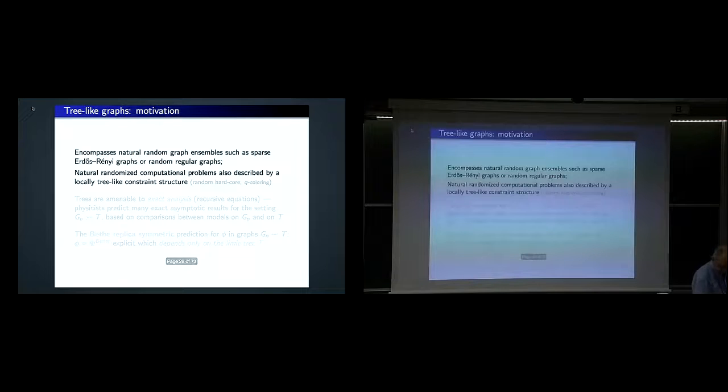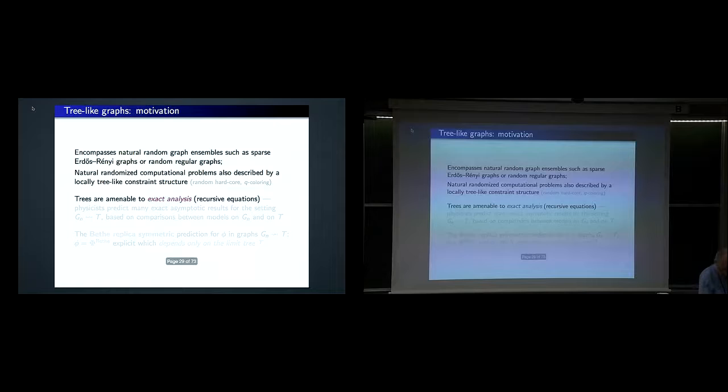And as I mentioned, the motivation is that natural graph ensembles will fit this scheme. Also, natural randomized computational problems are described by locally tree-like constraint structure. In lecture 1, we looked at the hardcore model, Q-coloring, also K-SAT. All these problems naturally fit this scheme because naturally you would like the number of constraints to be fixed per vertex, otherwise you will not have a solution.